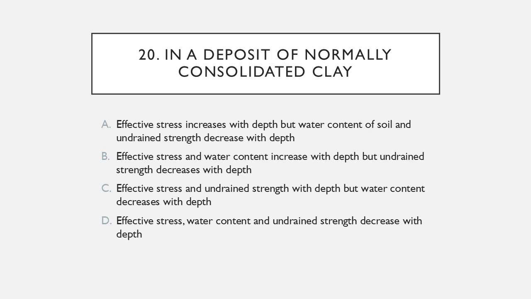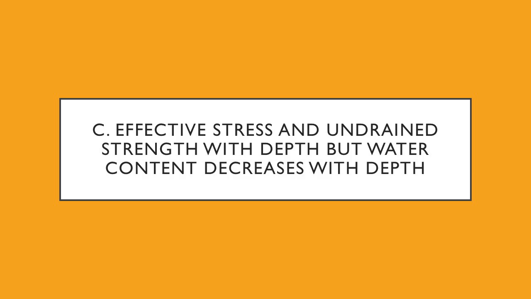20. In a deposit of normally consolidated clay: A. Effective stress increases with depth, but water content of soil and undrained strength decrease with depth. B. Effective stress and water content increase with depth, but undrained strength decreases with depth. C. Effective stress and undrained strength increase with depth, but water content decreases with depth. D. Effective stress, water content, and undrained strength decrease with depth. C. Effective stress and undrained strength increase with depth, but water content decreases with depth.